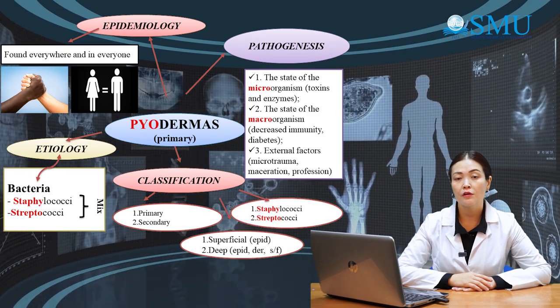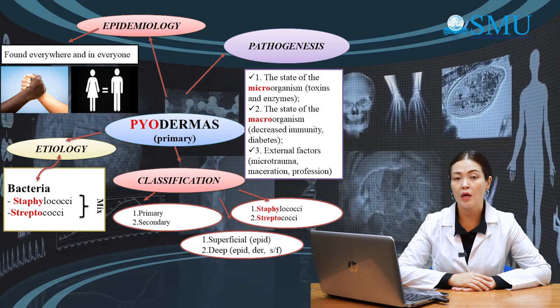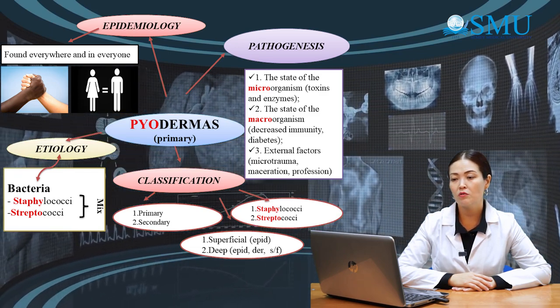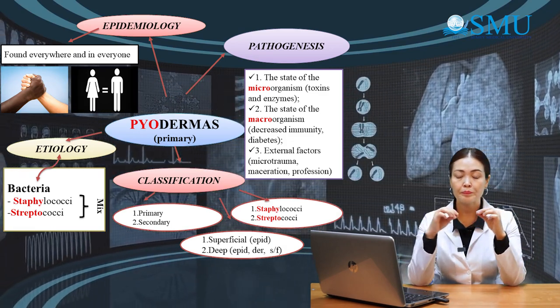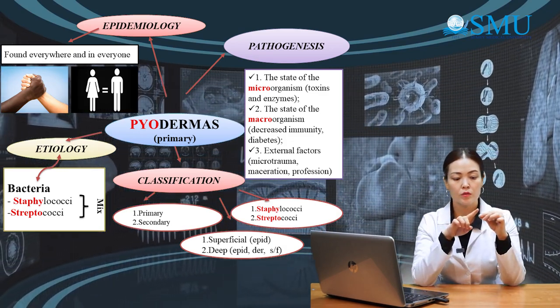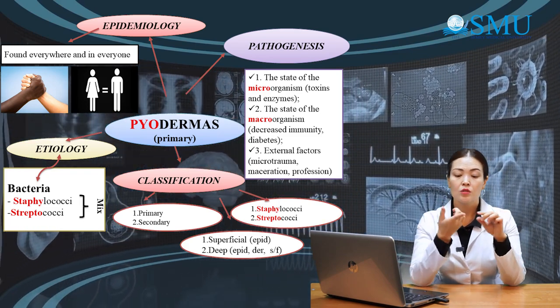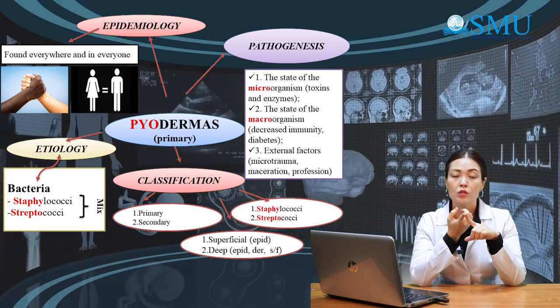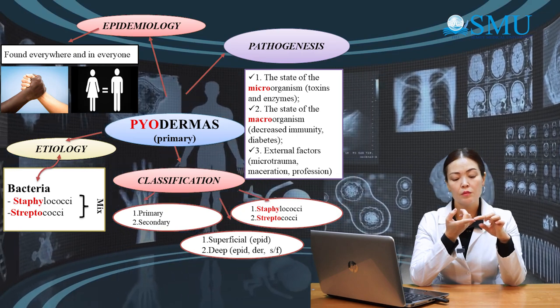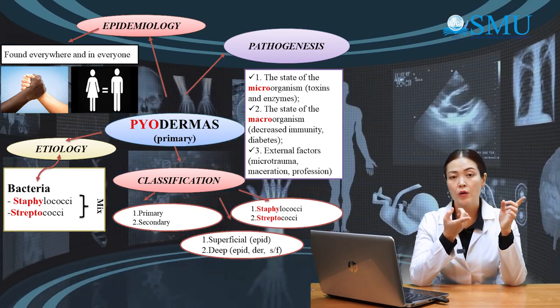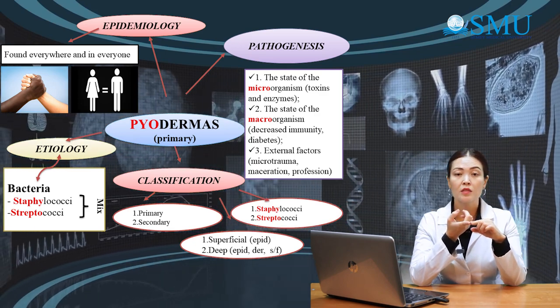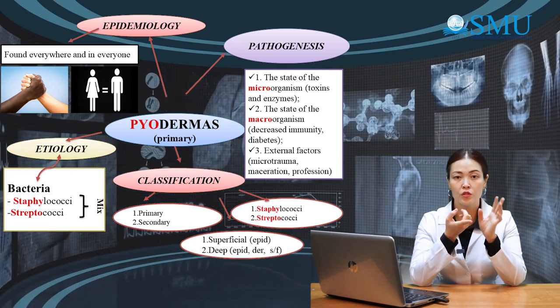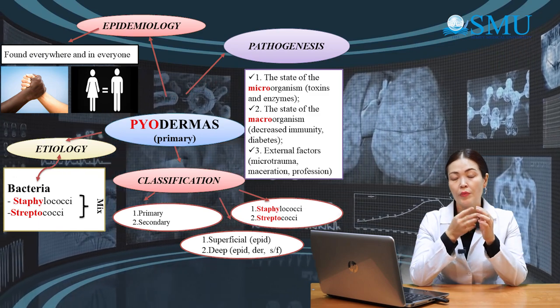The next exogenic factor can be different types of microtrauma. What does microtrauma mean? For example, now I will take a sheet of paper, and do like this. I cut my finger, and in this place I will have a small microtrauma. I will forget about this microtrauma after one or two minutes, but it stays on my finger, and it will be like an open gate for different types of bacteria.